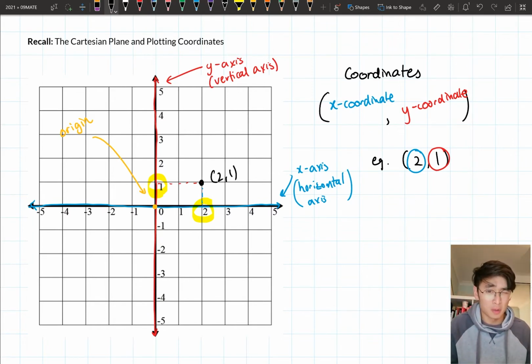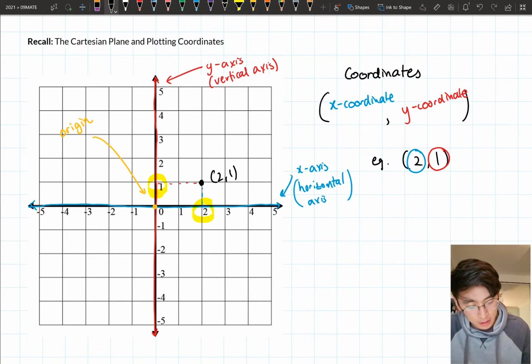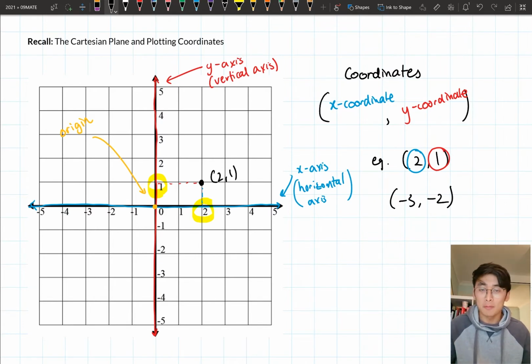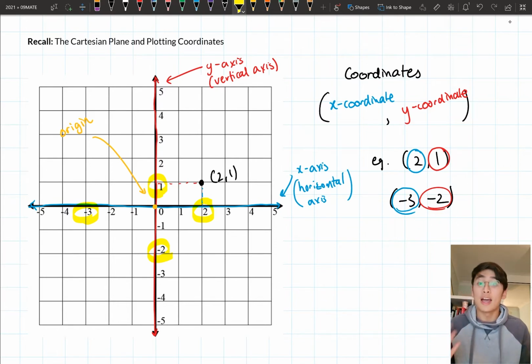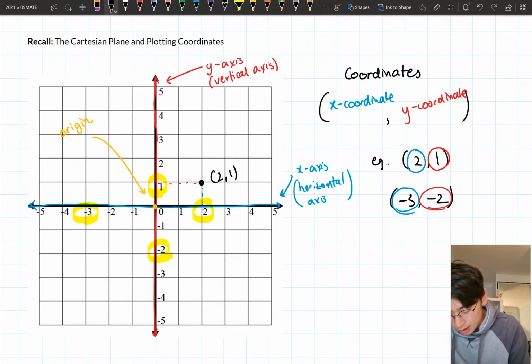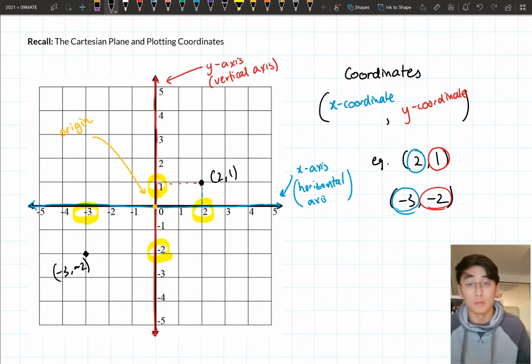Let's do another one just to make sure that we're on the right page. So let's do another example. So let's say (-3, -2). Once again, same pattern. The first number is your x coordinate. So -3 is my x coordinate. I'm going to look at where -3 is on my Cartesian plane. That's all the way down over here. Excellent. And -2 is my y coordinate. So instead of going to the positive up, I'm going to go down to -2. And all I need to do is just line up those two, and that will tell me that down here, this point here is (-3, -2).